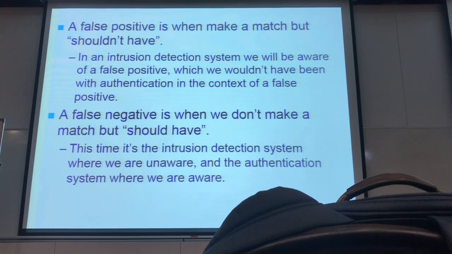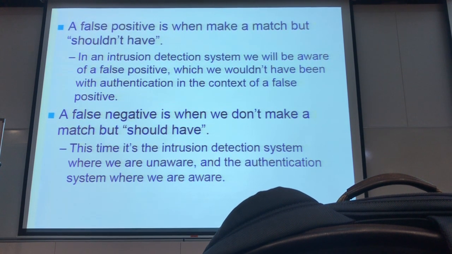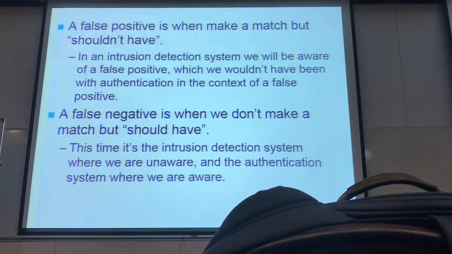For example, in authentication, users will be aware of false negative. That means you have the correct credential, but the system denied. In this case, the user will be aware of false negative. But in intrusion detection, users will be aware of false positive. That means there is no intrusion, but the system raised an alarm. So in different situations, like in authentication, the user will be notified about false negative, but in intrusion detection, the user will be notified of false positive.